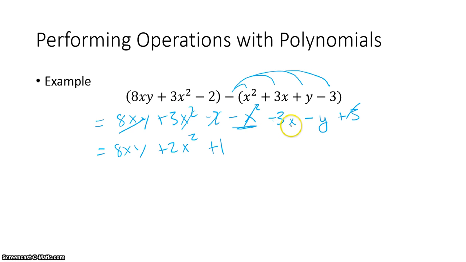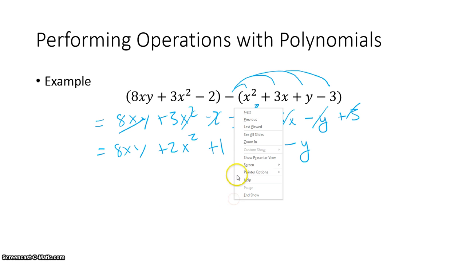Next term, minus 3x. Are there any other terms with x? No. Minus 3x. And lastly, minus y. Now, a good habit of crossing these out is then I know that I've taken care of every term. Now, since this is a polynomial of more than one variable, there's not really a nice standard way for us to rewrite this expression. So we're going to leave it as it is.